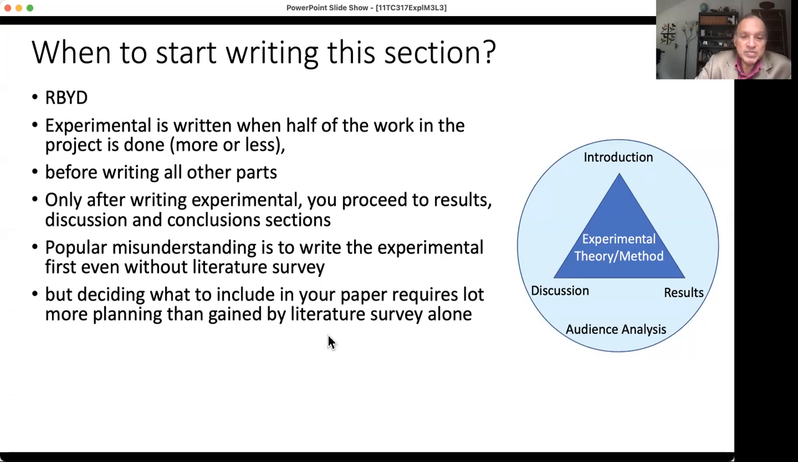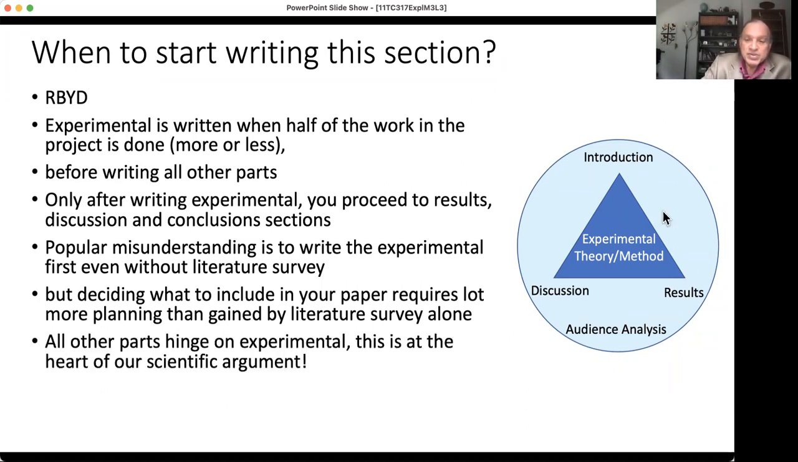Deciding what to include in your paper requires a lot more planning than is simply understood by the literature survey alone. So you have to start writing and ask, what is relevant, right? For your paper, there are some irrelevant things that you don't want to put in. You may have gone tangentially in doing experiments, but when you start writing, maybe you don't need all that. So you've got to figure out what to include and what not.